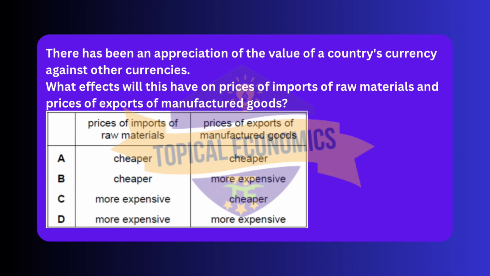And exports of manufactured goods become more expensive. When the domestic currency appreciates, the country's goods and services become more expensive for foreign buyers. This is because, in foreign currency terms, the products now cost more. For example, if a country's currency appreciates against the US dollar, foreign buyers will need more of their own currency to buy the same amount of the country's manufactured goods. As a result, the price of exports increases, which may reduce the competitiveness of those goods in international markets.